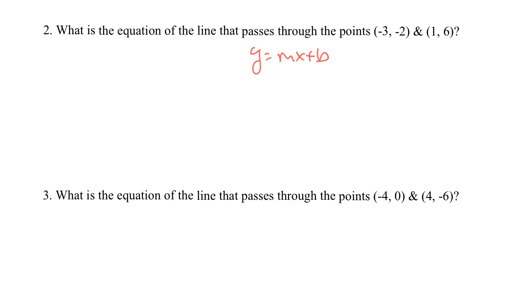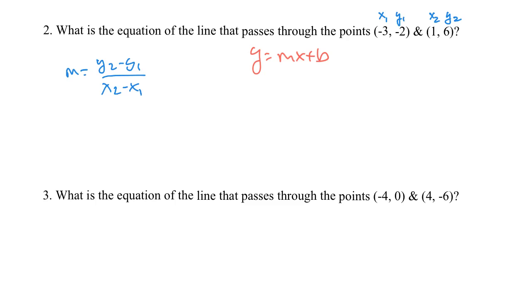So first thing I'm going to deal with is find this slope right here. I'm going to use the slope formula to figure that out. So our slope formula is y2 minus y1 over x2 minus x1. And again, I'm going to label these guys just for myself: x1, y1, x2, y2. All right, now I can just plug in.